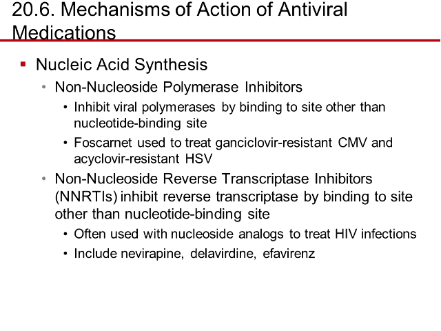For nucleic acid synthesis, we have non-nucleoside polymerase inhibitors. They inhibit viral polymerases by binding a site other than the nucleotide binding sites. Foscarnet is used to treat ganciclovir-resistant CMV and acyclovir-resistant HSV, which I think I said earlier.